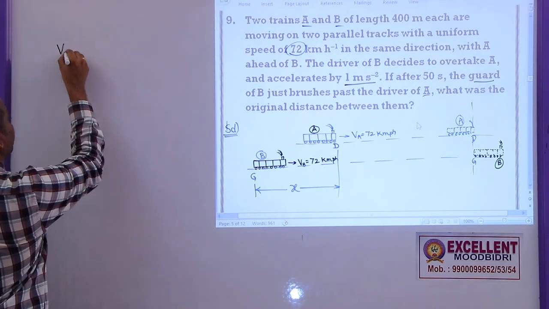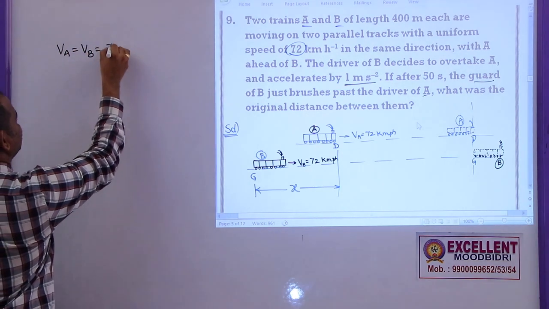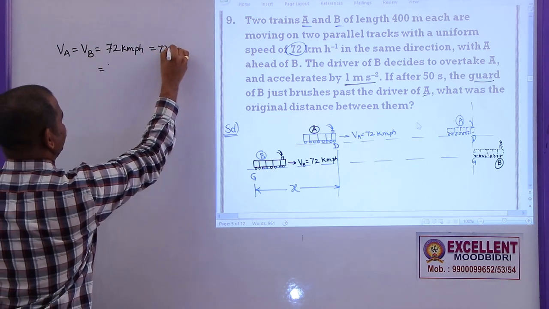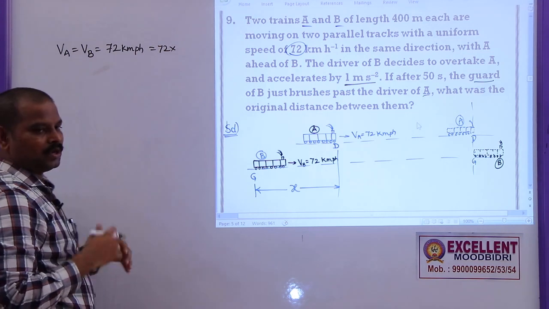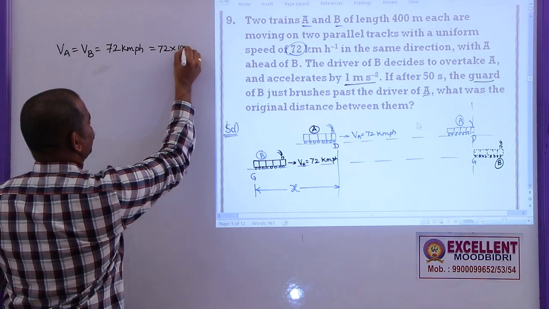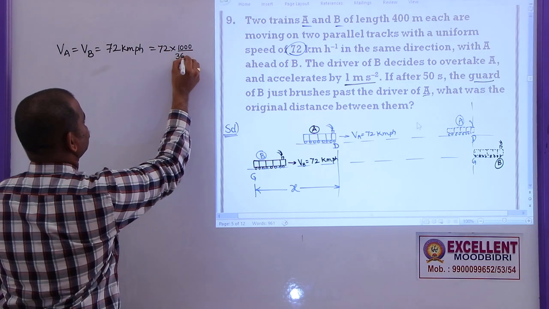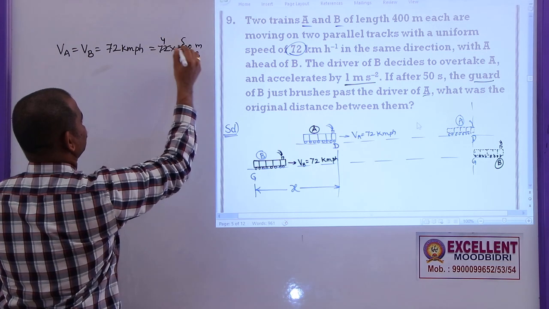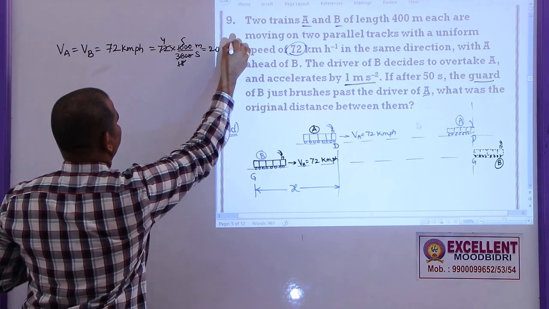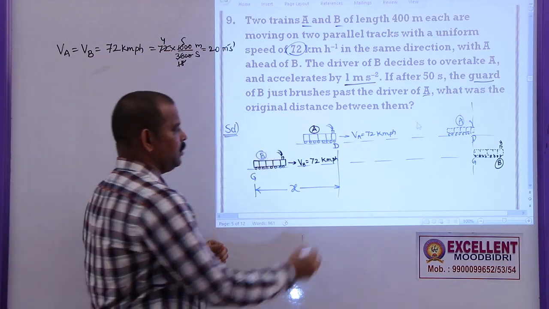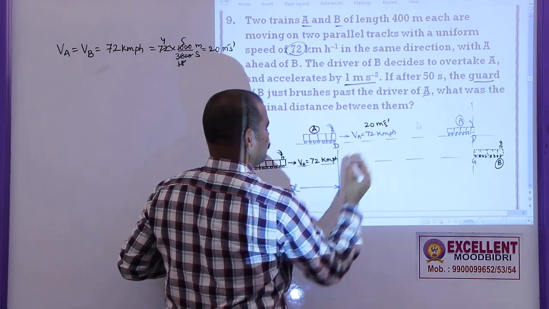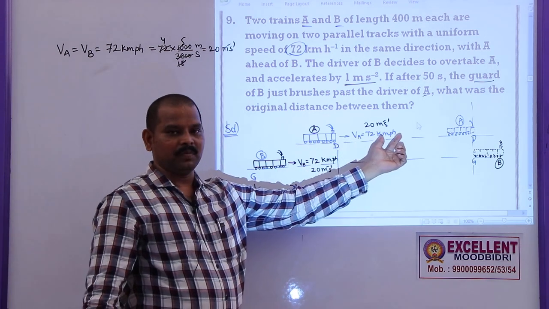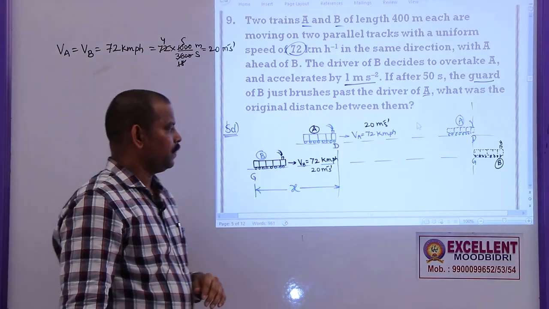Here, the velocity of train A as well as the velocity of train B is given as 72 kmph. So I can write 72 into 1000 to convert kilometer into meter, over 3600 to convert hour into seconds. So this is 5 by 18, and this is 20 meter per second. That means the velocity of train A is 20 meter per second, and the velocity of train B is also 20 meter per second. It is given in kilometer per hour, but in the SI system we need to measure in meter per second.